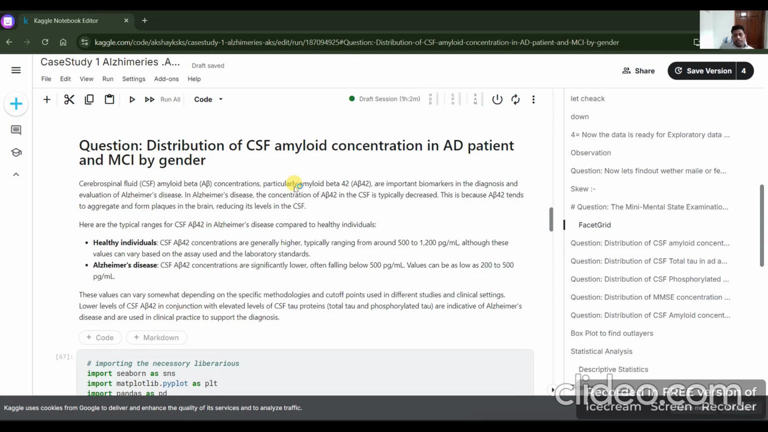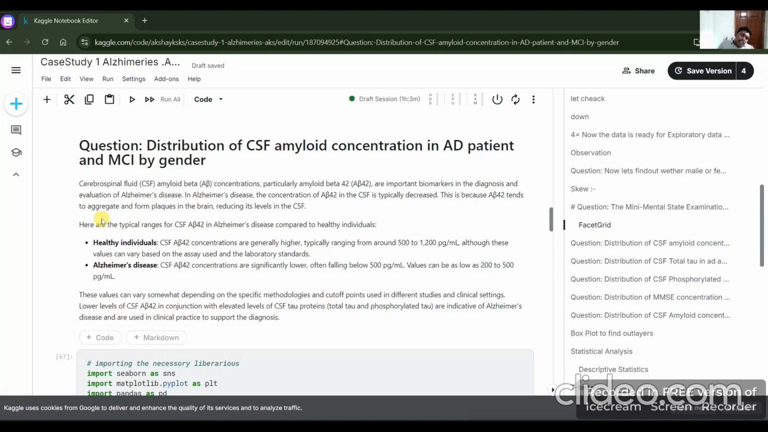Next, we have to find the distribution of CSF amyloid concentration in AD patients and MCI by gender. Here, typical range for Alzheimer's disease compared to healthy individuals. In Alzheimer's disease, concentration of CSF amyloid typically decreases. This is because it aggregates to form plaques in the brain, reducing the level in CSF.